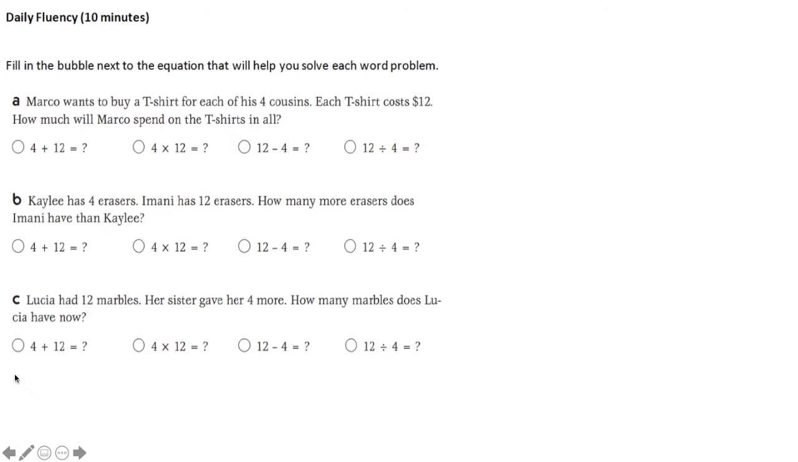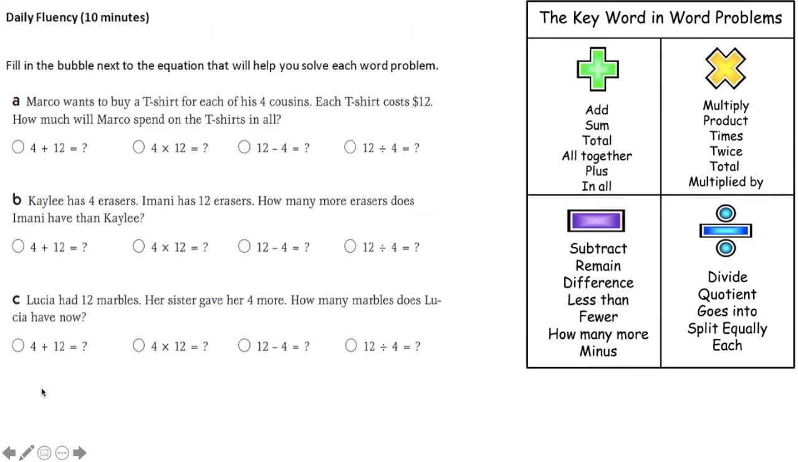So here's our fluency. Our fluency is word problems. Now in Miss Cotter's class and Miss Fifield's class, they have these really helpful charts up to help us with word problems full of key words. Guess what? Here is another version of that chart to help us with these problems. So let's take a look.